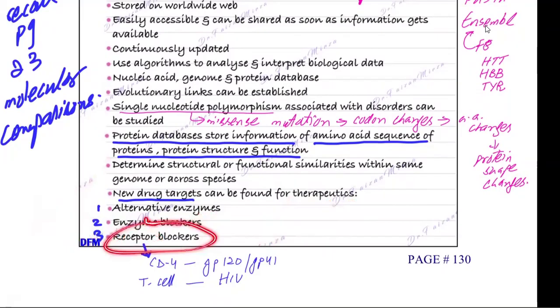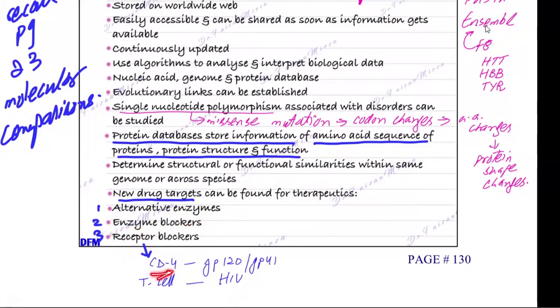We can look for the structure of the receptor using these databases. We can look for substances that can be used as blockers of those receptors. So if you block that particular receptor, the pathogen will not be able to penetrate into the host cell. A very good example could be the CD4 receptor present on the helper T cells.